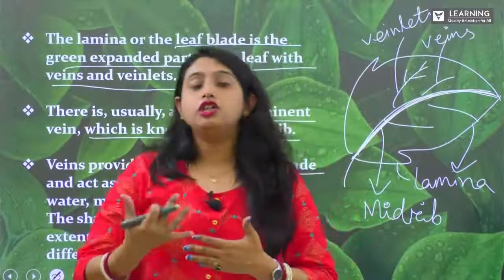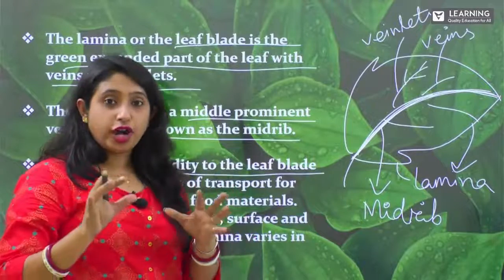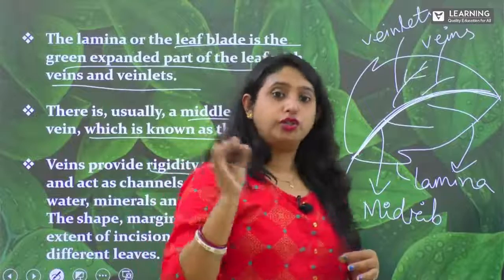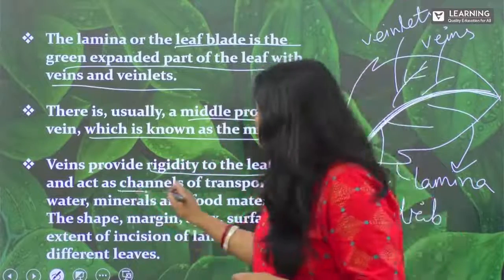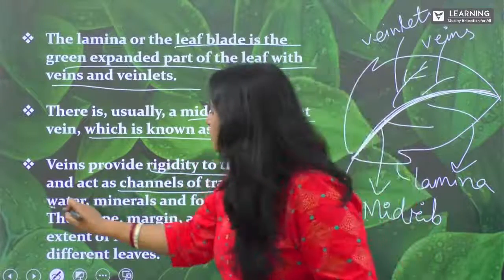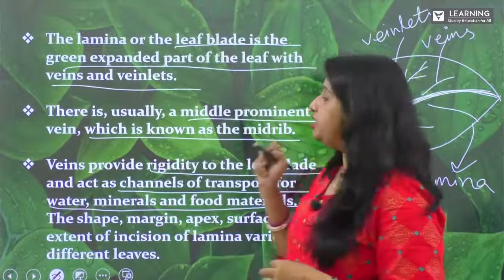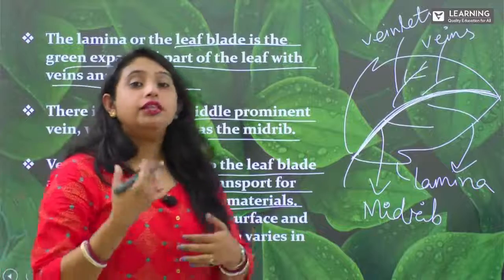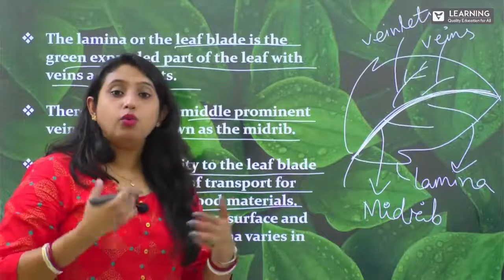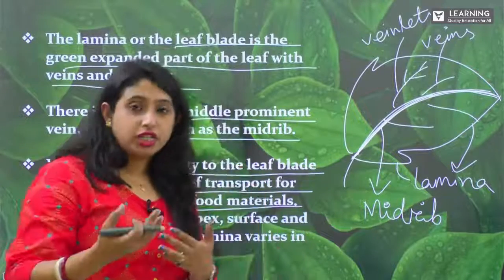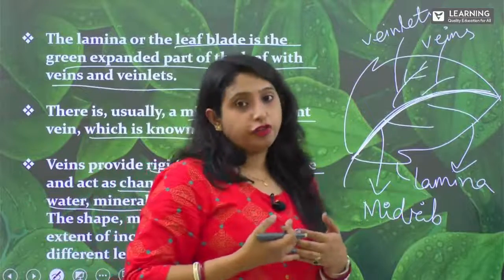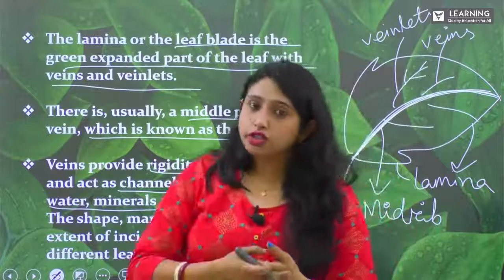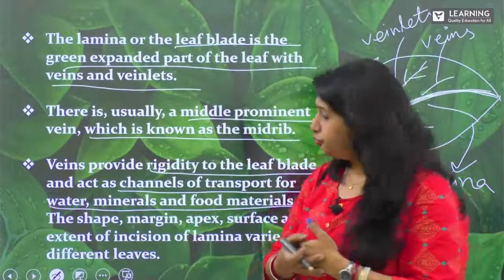Now, what is the function of these veins? These veins provide rigidity. They are very tough, okay? They provide support to the leaf and act as the channel for the transport of water, minerals and food materials. So with the help of these veins, the plants transport the water, minerals and nutrition to different parts of the plants. So they are basically the carriers. Carriers of what? Carriers of the nutrition or the food or water.